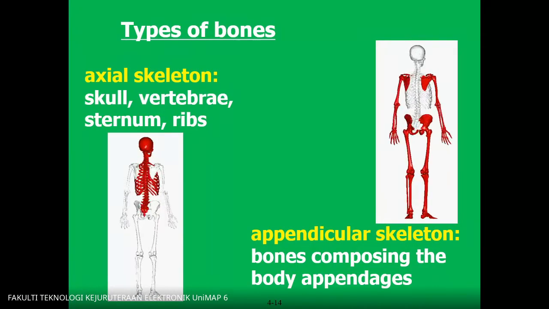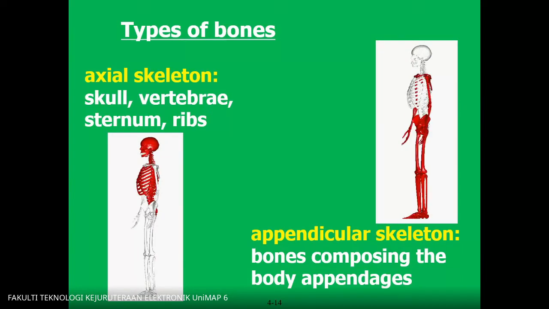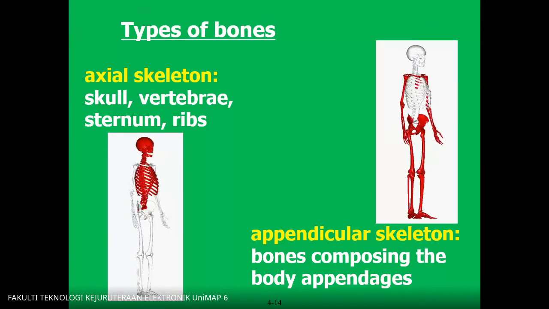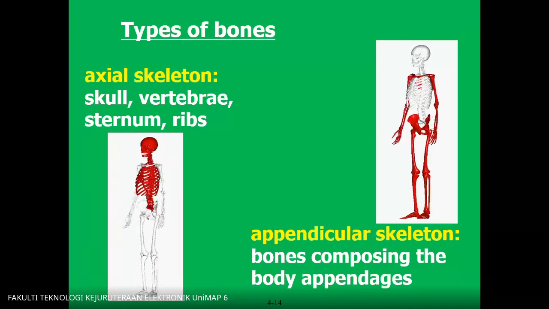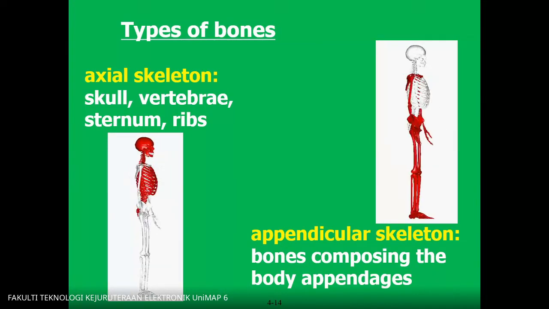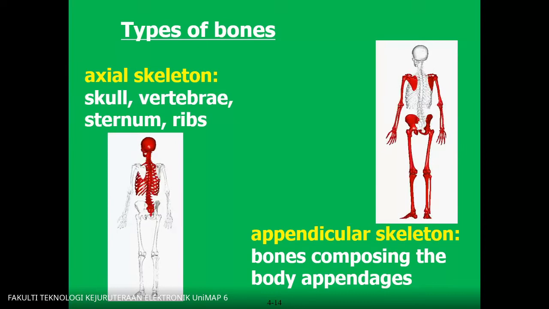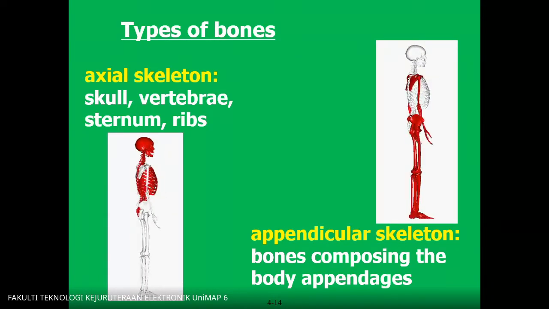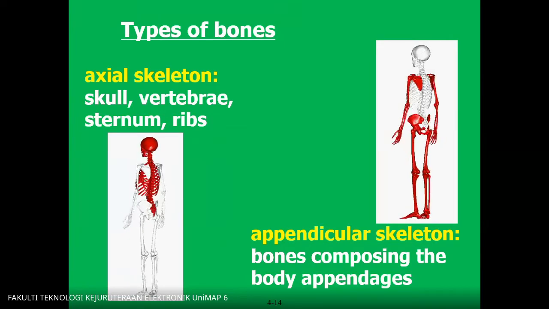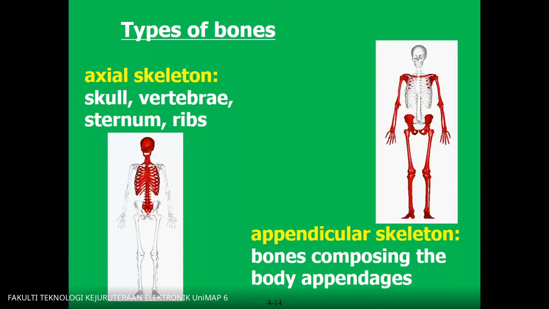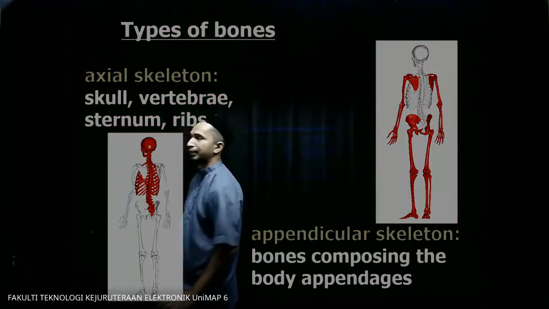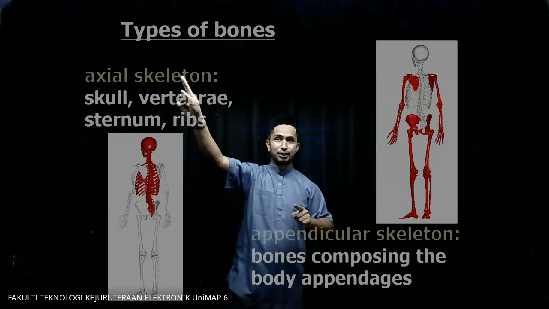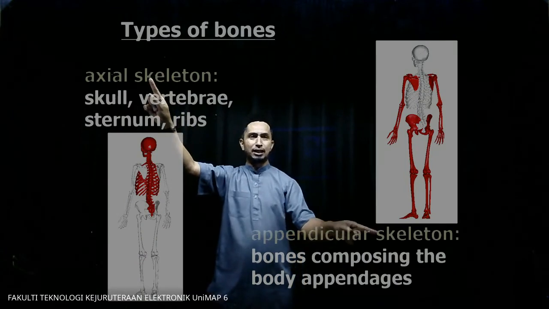Type of bone. Ini tak ada dalam lecture note tau, gambar-gambar ni. There are two main types of bone. Ingat, two main. Two main types of bone. One is the axial skeleton. The second one is the appendicular skeleton. So dia ada 2. Satu axial, satu appendicular skeleton.